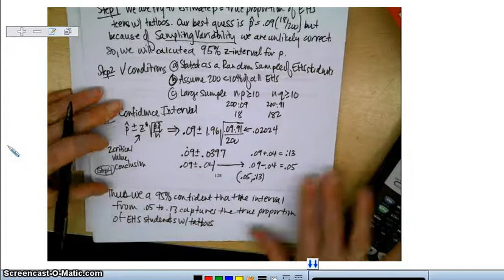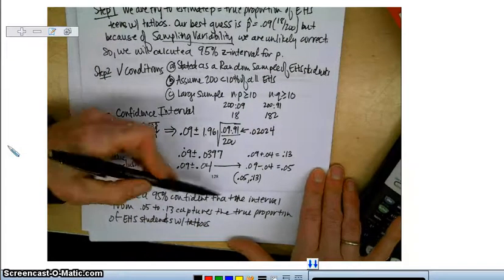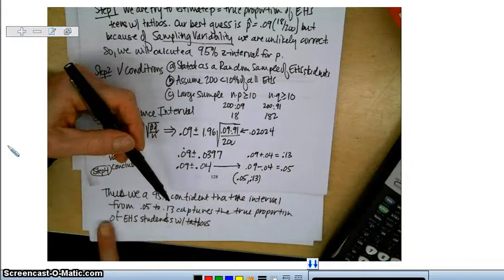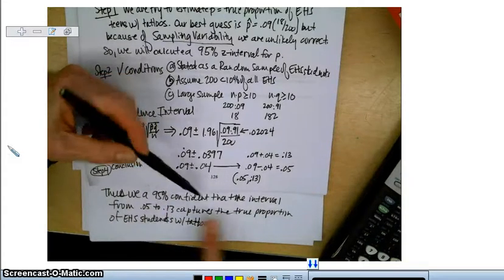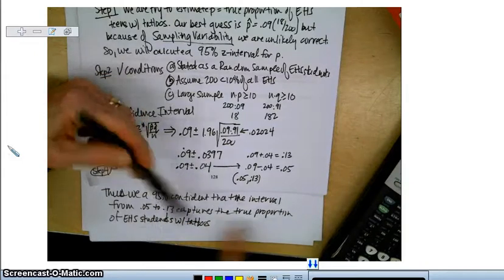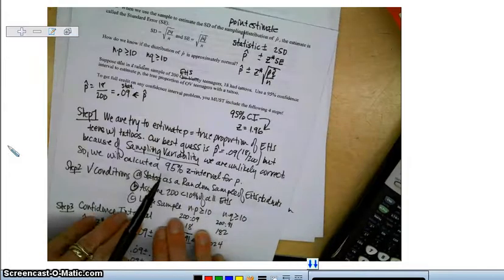We always make our conclusion in a very similar way. Thus, we are 95% confident that the interval, whatever your interval is, so basically you're going to say this exact same thing every time. Change the confidence interval percent if you need to. That the interval from 0.05 to 0.13 captures the true proportion of East High students with tattoos. And that's how you do a confidence interval. So let's turn the page here.